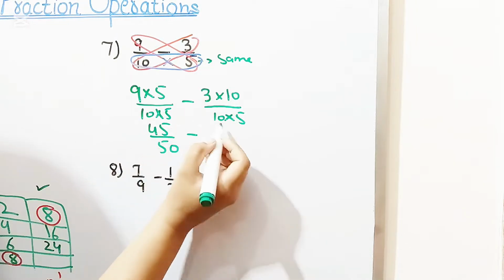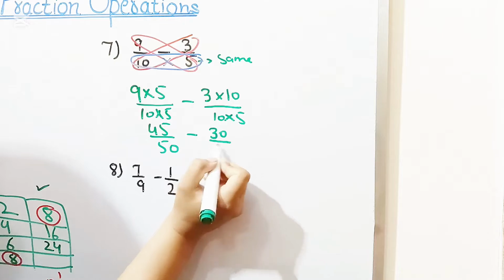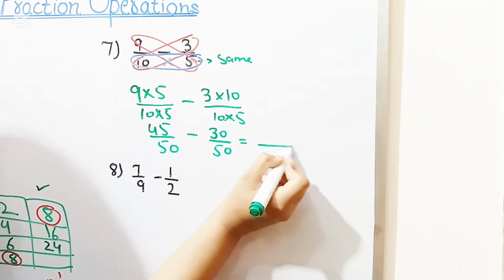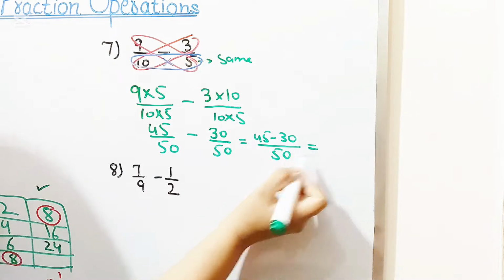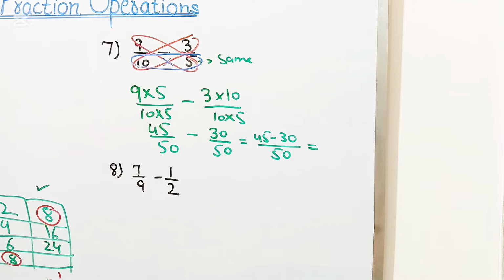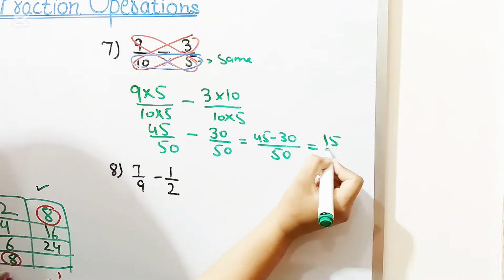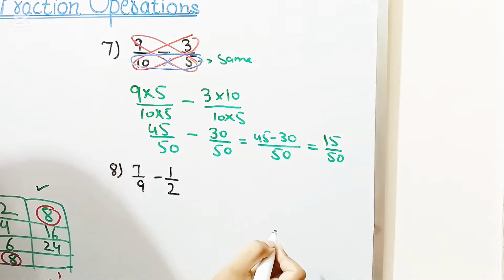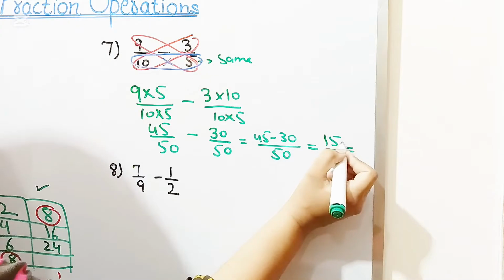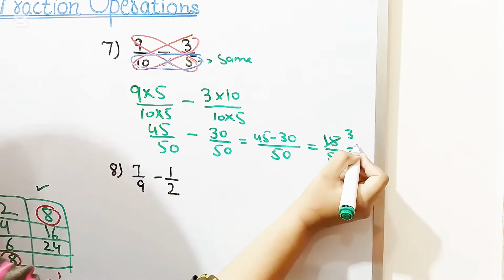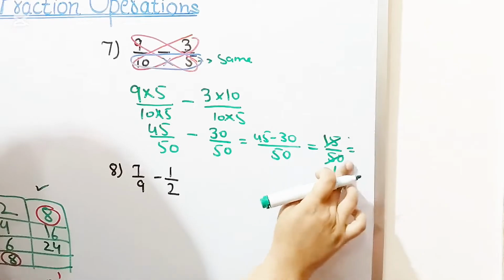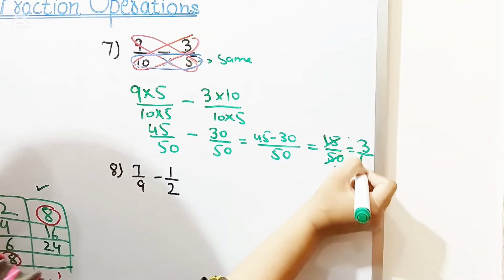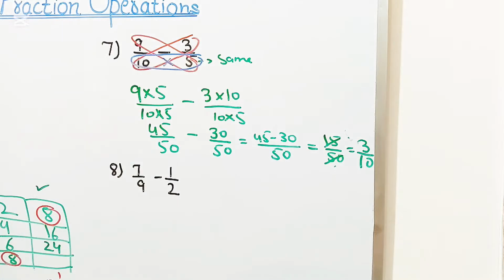5 3s are 15, 5 times 5 are 25... When we subtract it, 45 minus 30 divided by 50. My answer is 15/50. Then when we reduce it, 5 3s are 15, 5 10s are 50. My answer is 3/10. Now, that is the easiest method.